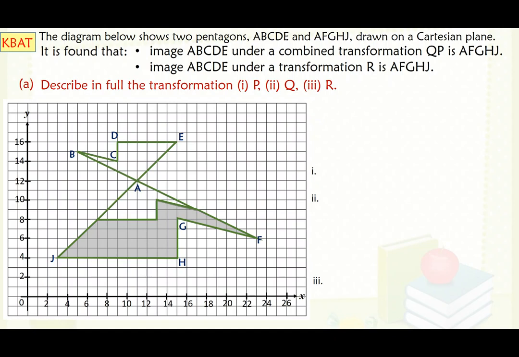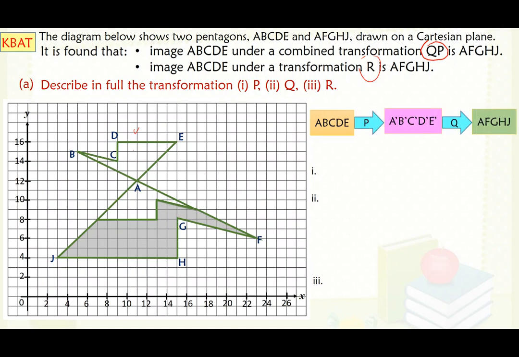This is the KBAT question in your workbook. It is found that pentagon A, B, C, D, E and pentagon A, F, G, H, J are drawn on this Cartesian plane. The image of A, B, C, D, E under a combined transformation QP produces AFGHJ. And the image of A, B, C, D, E under a transformation R goes directly from this one to this one. Describe the full transformation PQR.